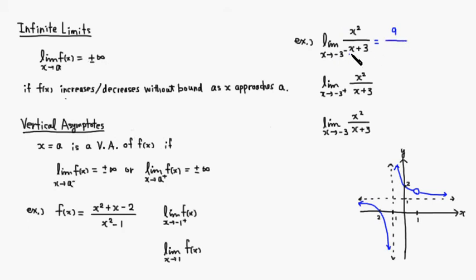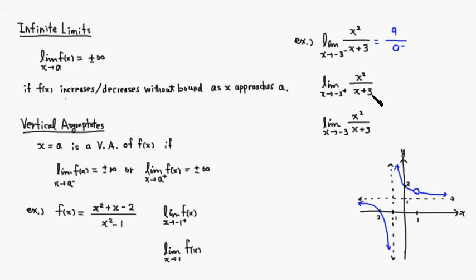Then -3 plus 3, so you actually get 0 on the bottom. But whenever you get a 0, you have to indicate which side you're approaching 0 from. In this case, x is approaching -3 from the left. So you can think of this as slightly smaller than -3, like -3.001. So -3.001 plus 3 is going to be slightly negative, so I indicate that by putting a negative sign here.